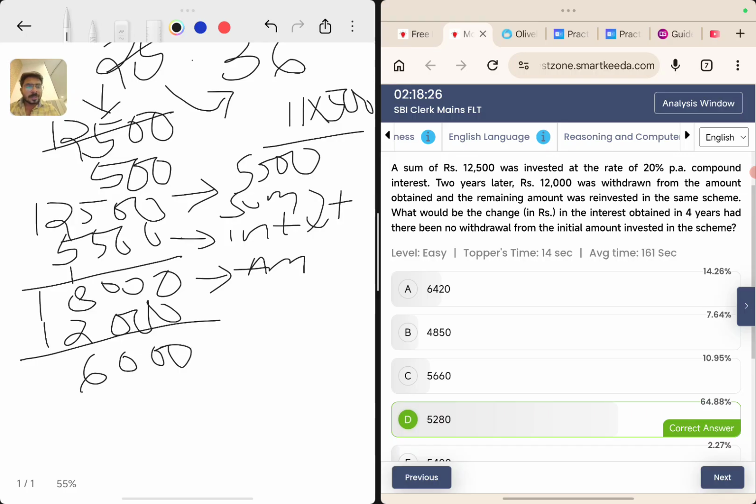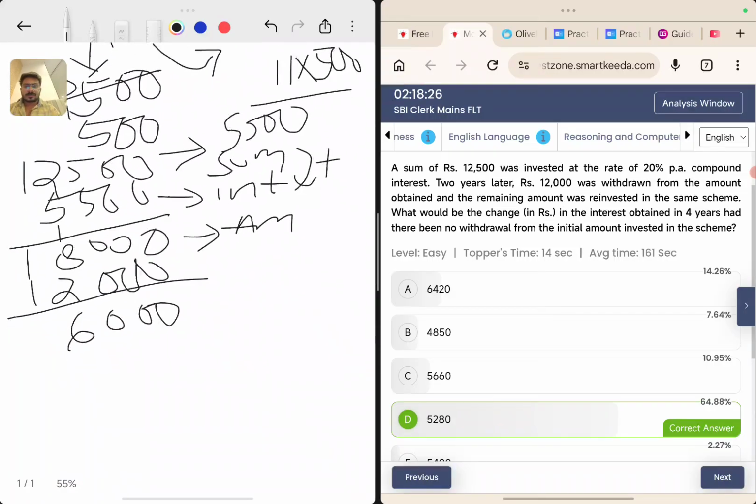And the remaining amount was reinvested in the same scheme, which is 20% per annum compound interest. The next part is, what would be the change in the interest obtained in the 4 years had there been no withdrawal from the initial amount invested in the scheme?